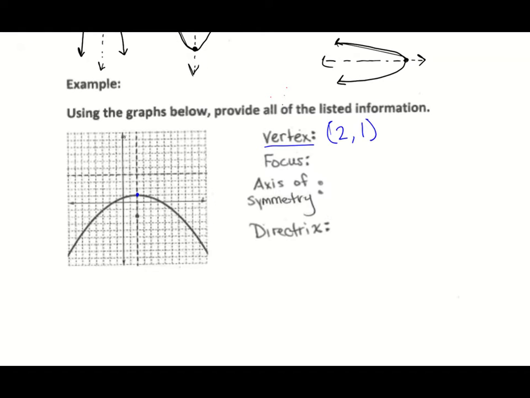Okay, our focus is labeled on here for us. We've got this point right here, and we need to find the coordinates of that point. So if we start on our x, we go over 1, 2, and we go down 1, 2. So that is positive 2, comma, negative 2.